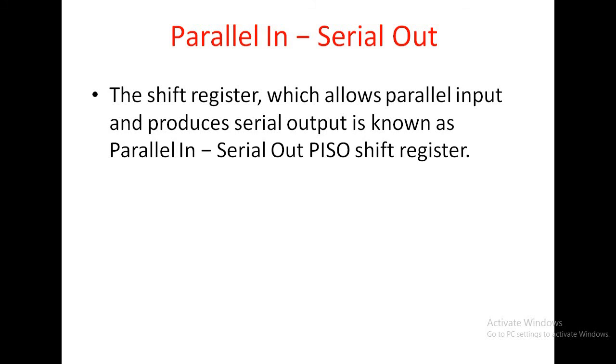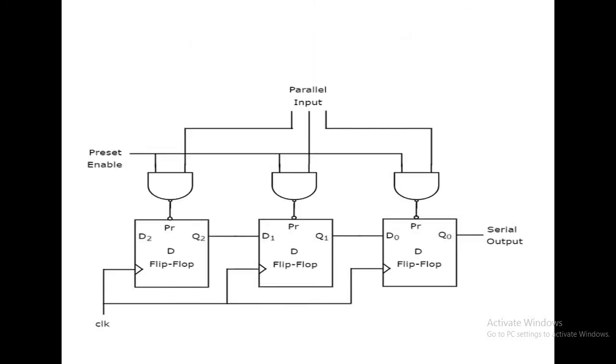Next one is the parallel in serial out shift register. Here the input is in parallel mode and the output is in serial mode. The input is given in parallel mode: this is the first input, this is the second input, and this is the third input. And these are the serial outputs. Q2 is the serial output of the first flip-flop, Q1 is the output of the second D flip-flop, and Q0 is the output of the third D flip-flop.